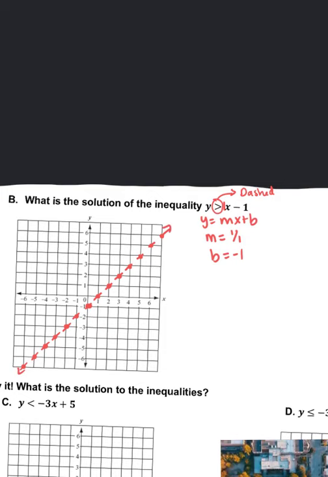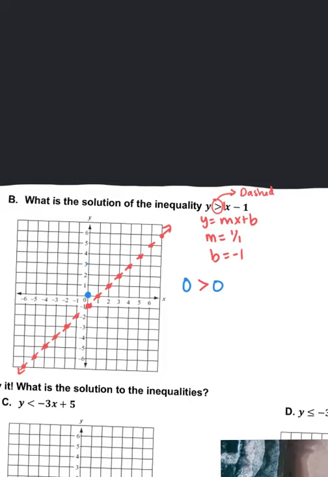Okay, so now I need to use my test point. Missy likes to use test point 0, 0. You could pick any point you want. You could choose 2, negative 2. You could choose 0, 3. You could choose whatever point you want, but I'm going to choose 0, 0 as my test point. So I'm going to plug 0 in for y and 0 in for x, and then I'm going to put the rest of the inequality the same way it was written.